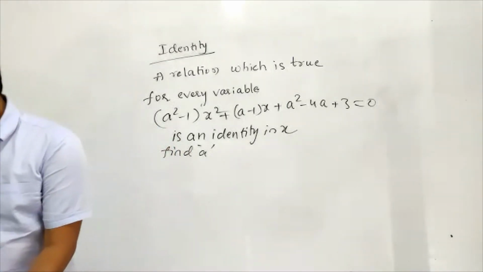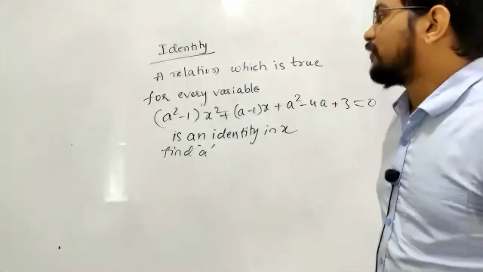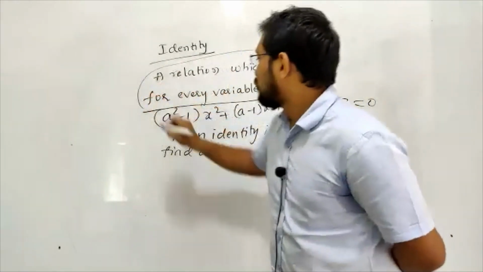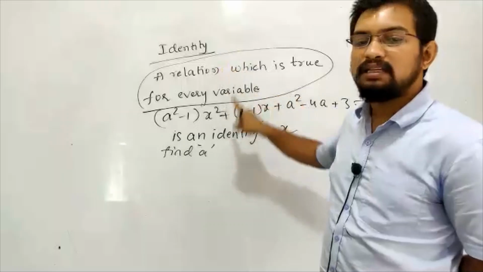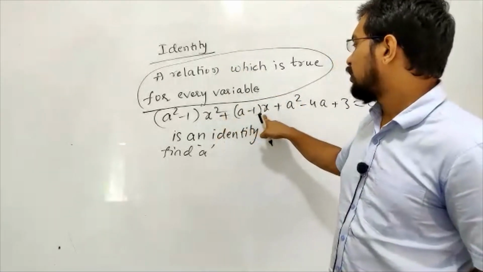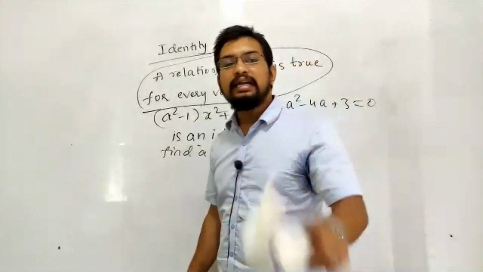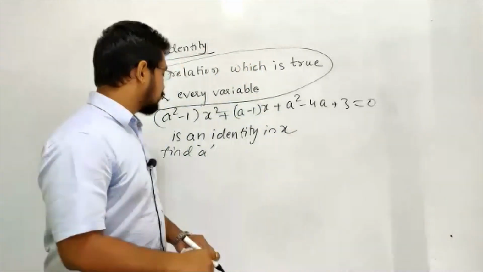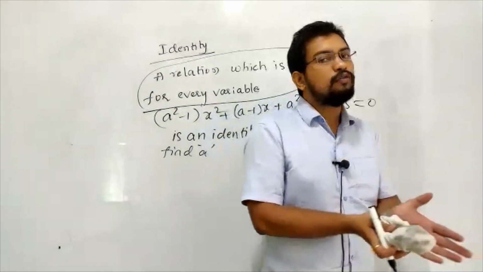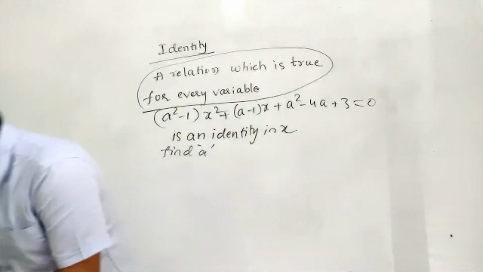Think about this and tell me the answer. Make it fast. Try to apply this statement here. What is the meaning of identity? Try to apply this definition here. A square minus 1 into x square plus a minus 1 into x plus a square minus 4a plus 3 is equal to 0 is an identity in x. They're asking you to find the value of a. Please make it fast. Okay.